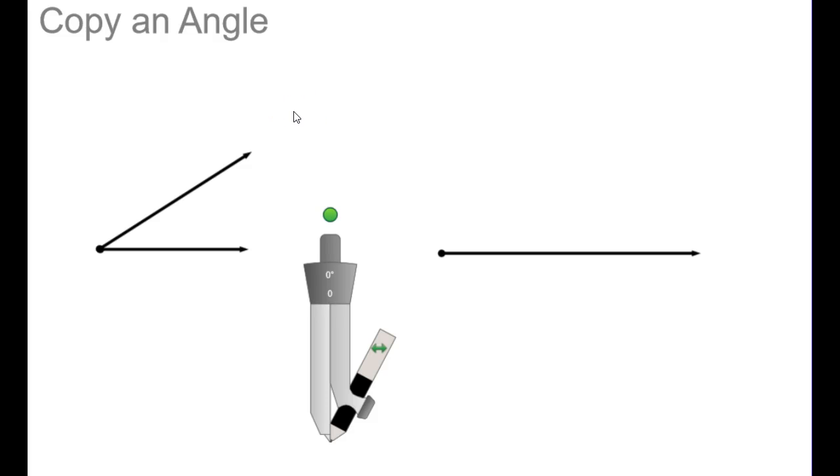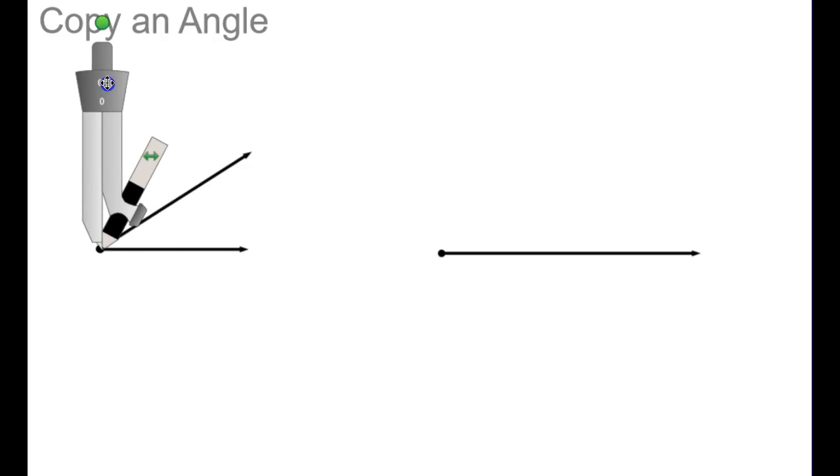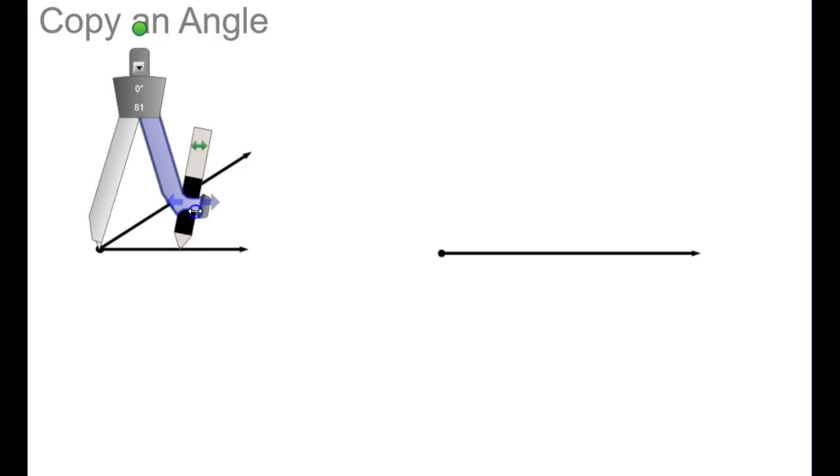The fourth construction is going to be how to copy an angle. So if we have the angle to the left, we're going to copy that same angle over to the right using a compass. Okay, so I'm going to put my compass over here on the first angle we're going to copy, extend it out, and construct an arc.